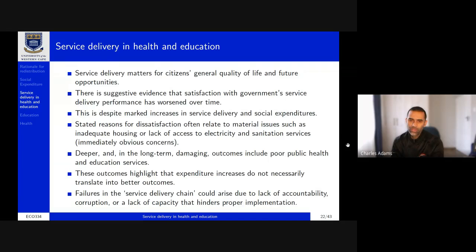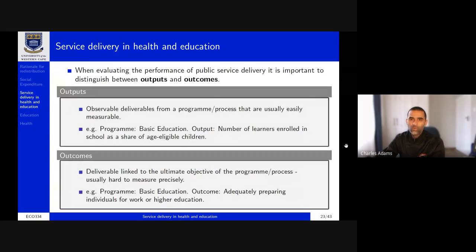Where in the service delivery chain do we observe the failures? Is it lack of accountability? Is it due to corruption? Or is it just due to capacity in the public sector? All right, now when we evaluate service delivery, it's useful to distinguish between outputs and outcomes, and government departments themselves would often do this.